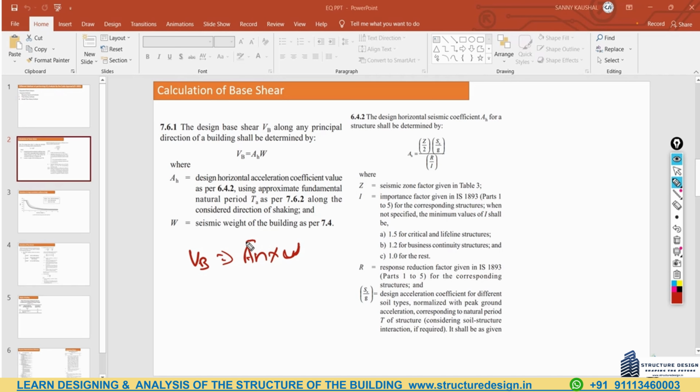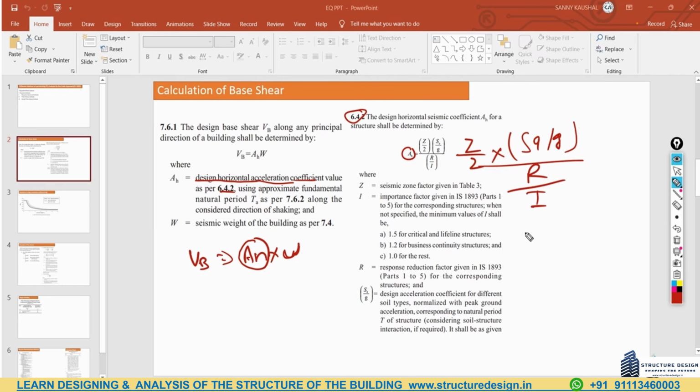If you look at Ah, we call it the design horizontal acceleration coefficient, and this value is given in 6.4.2. So if you look at this clause 6.4.2 given here, it is written that Ah is equal to Z by 2, that has to be multiplied by Sa/g by R divided by I.